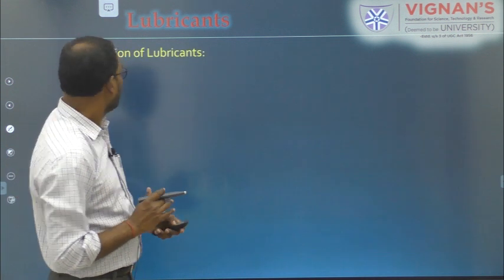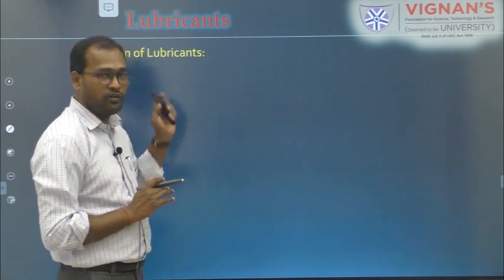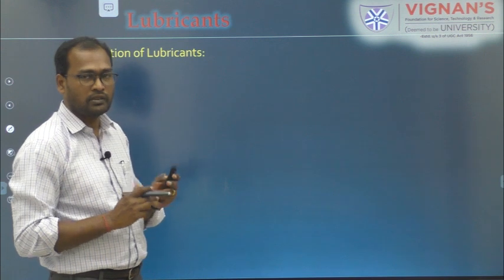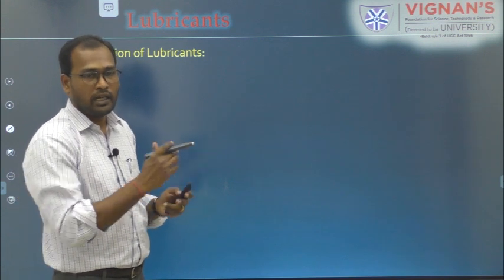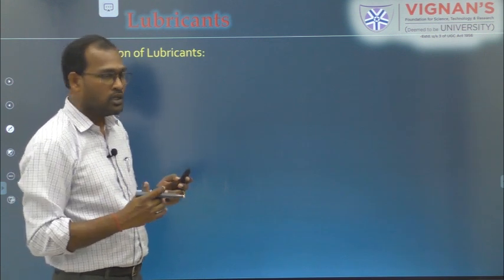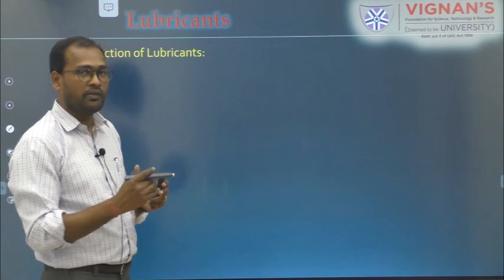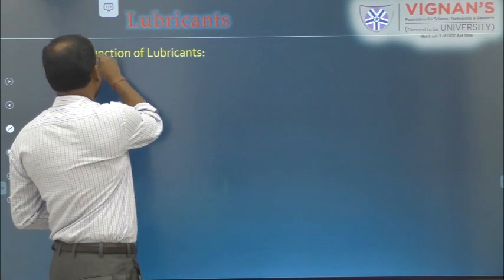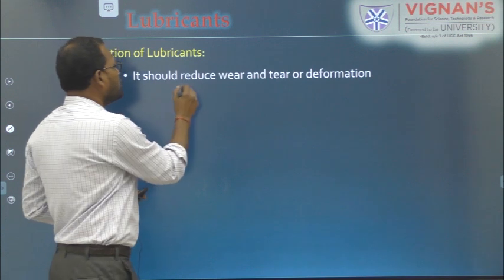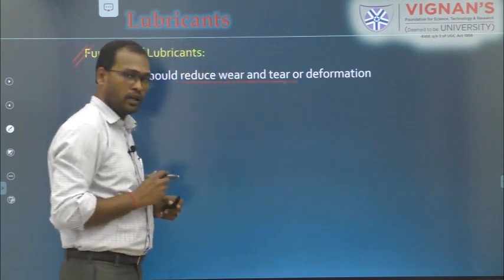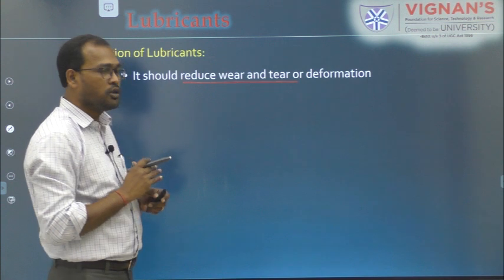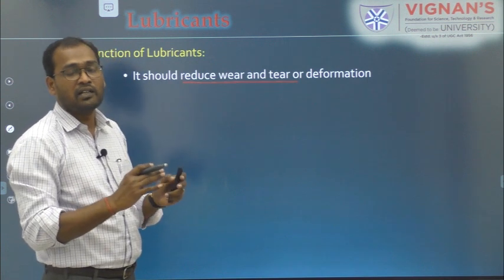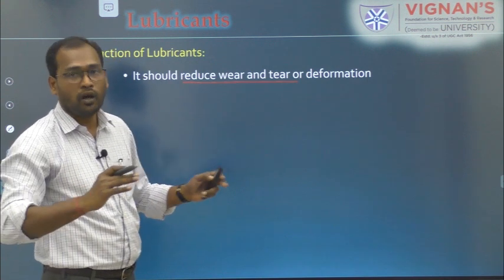Okay, right. So coming to the functions of lubricants. It looks a bit repetitive because it has different roles, so I am repeating the same thing under different heads. The function of lubricants, first one: it should reduce the wear and tear. Okay, so that's the main property. It should reduce the wear and tear so that the material can be used for a longer time.